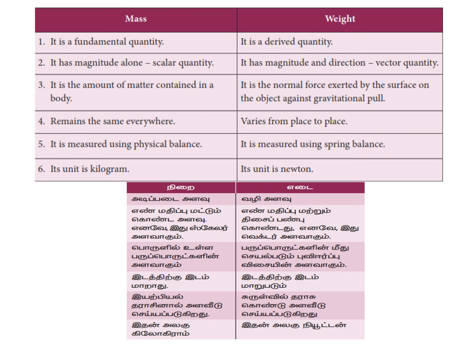The gravitational force acting on the object is given by mg. Here m is the mass of the object and g is the acceleration due to gravity.